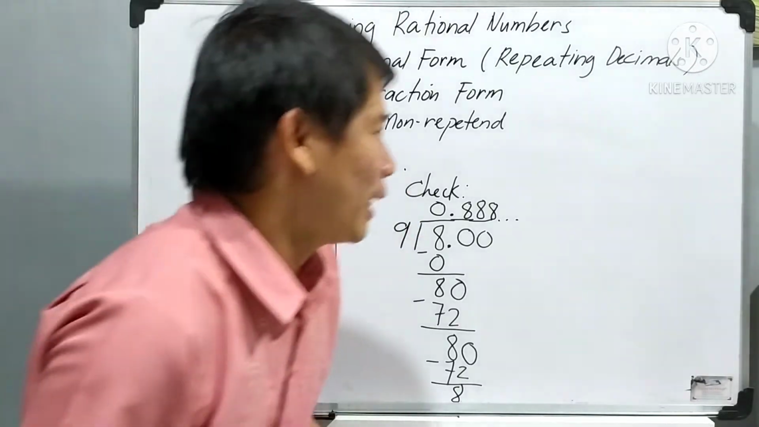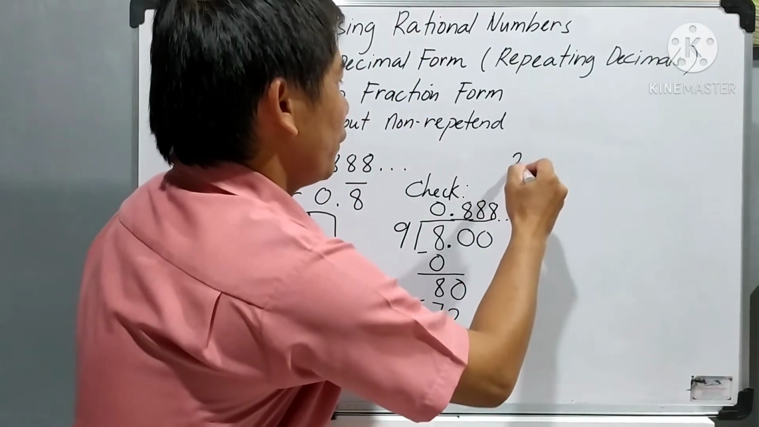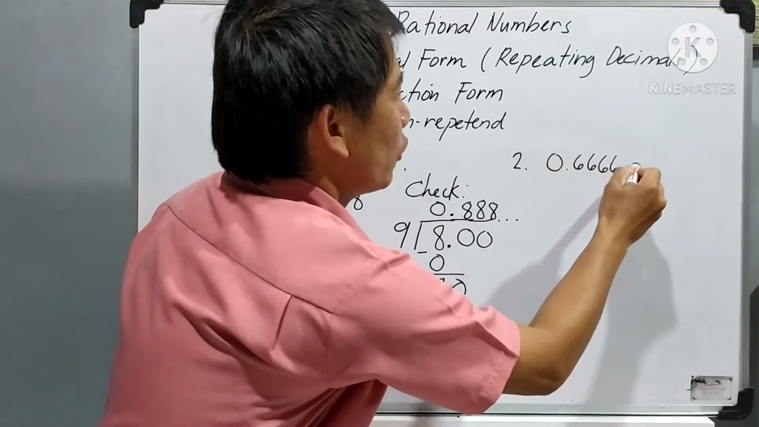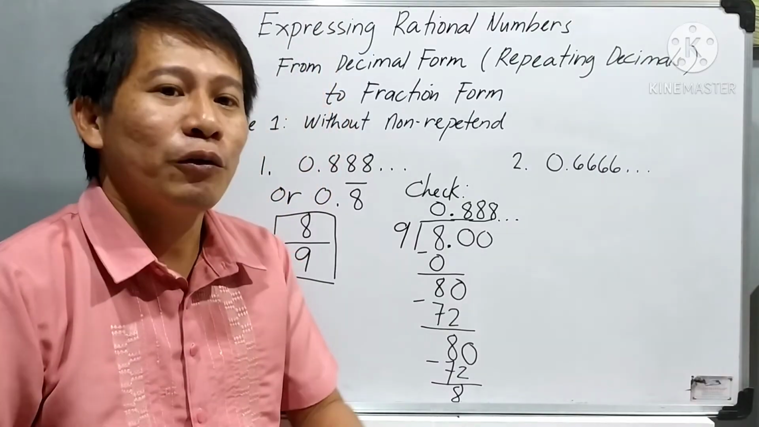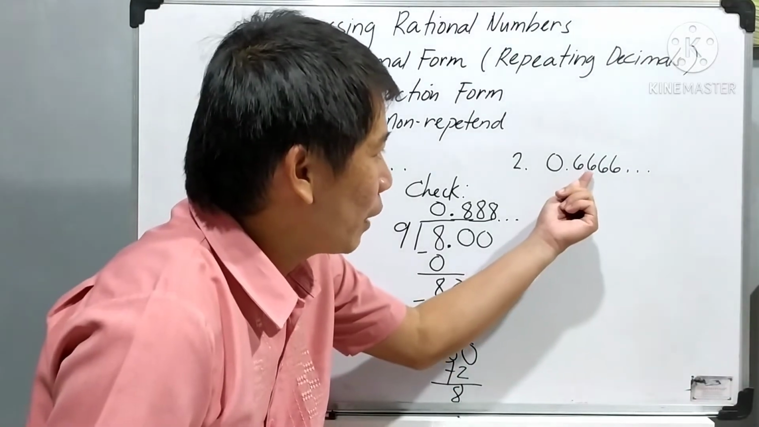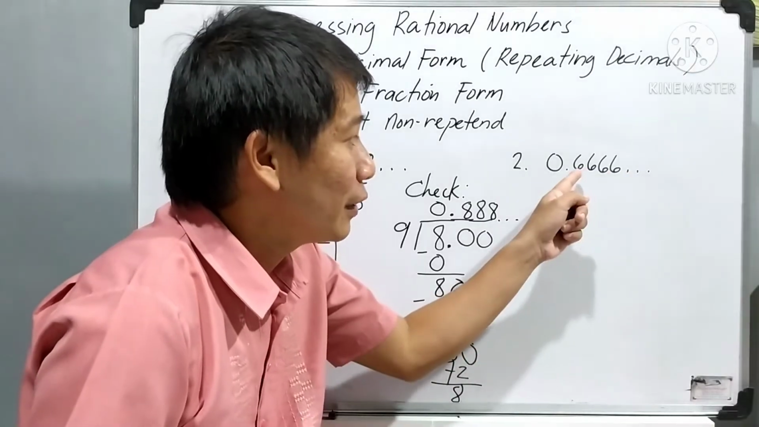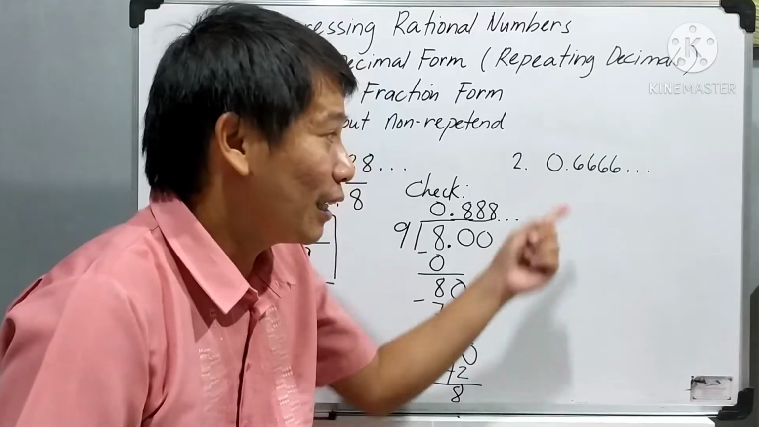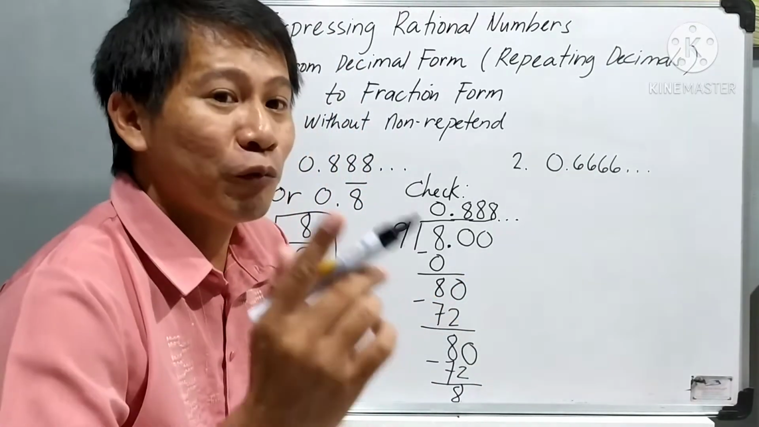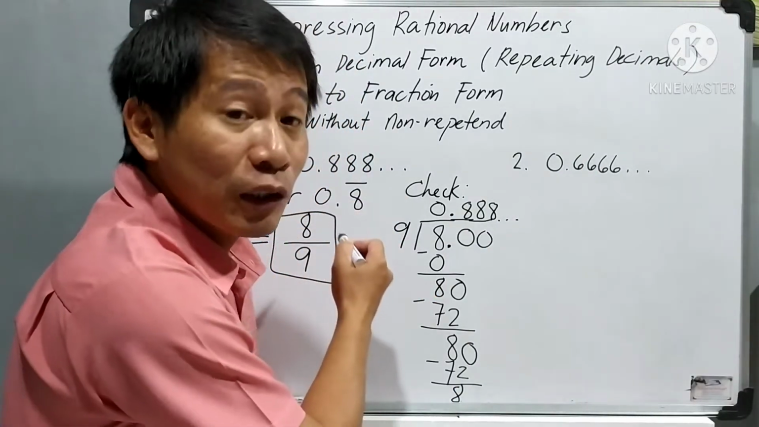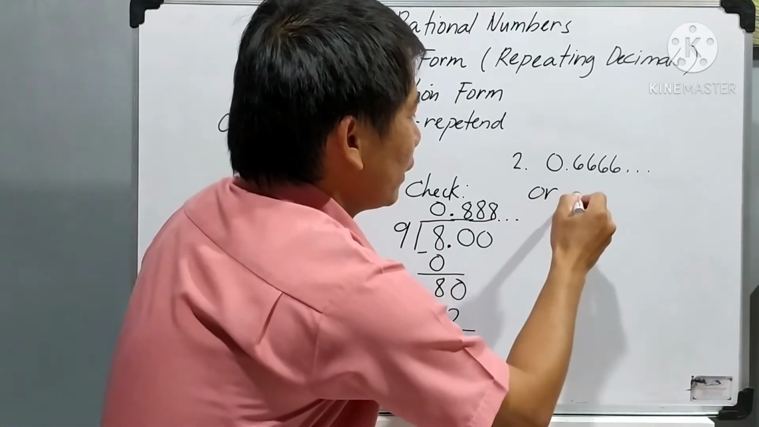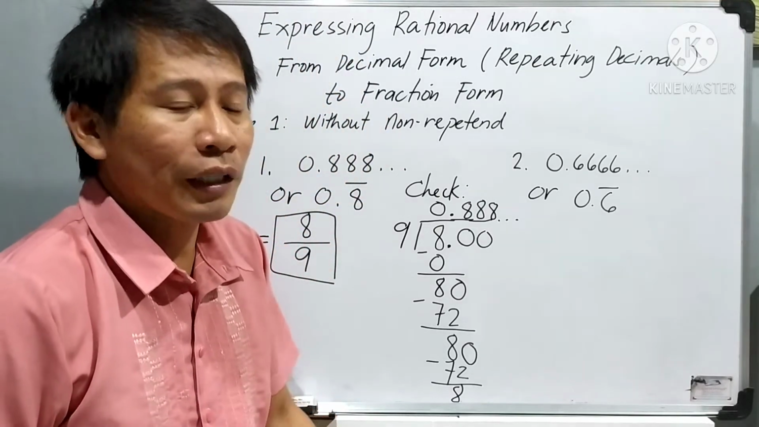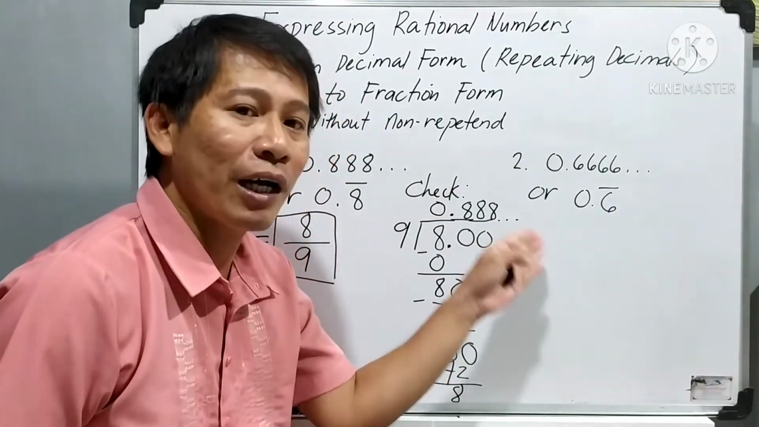Now, let's have another example. Suppose we have here 0.6666 and so on and so forth. Now, makikita ninyo, kahit apat yung ating digits here, 6666, pero isa lang din ang repeating digit dyan kasi nga, paulit-ulit lang siya. So, if we write it using vinculum, this can be written 0.6 and we have the vinculum. Okay, how are we going to express it as a fraction?